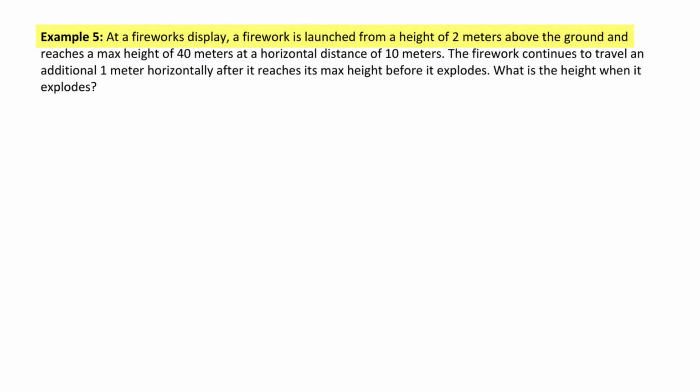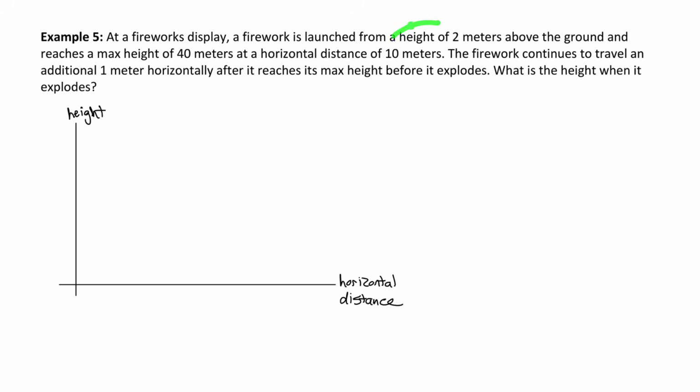It says, at a fireworks display, a firework is launched from a height of 2 meters above the ground and reaches a max height of 40 meters at a horizontal distance of 10 meters. So before I read any further, I'm going to start to sketch what the question tells me. It's talking about the height of a firework, and it describes its height based on its horizontal distance from where it is launched. It says that it's launched from a height of 2 meters above the ground. So I'll start by plotting a point right here that's at a height of 2 meters. And then it says it reaches a maximum height of 40 meters at a horizontal distance of 10 meters. So at a horizontal distance of 10 meters, it reaches its max height, which is 40 meters above the ground. So this vertex is at the point 10, 40.